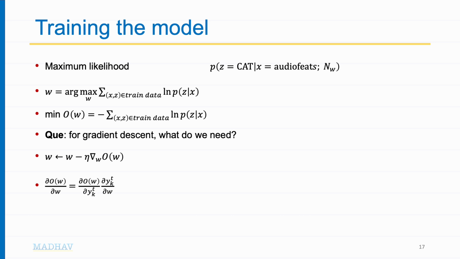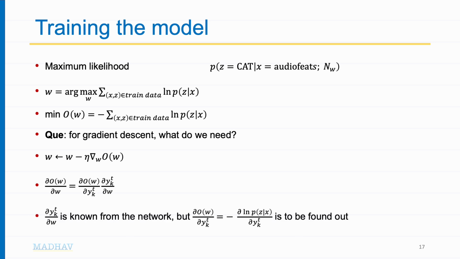And if it is not an LSTM or a recurrent network, if it is a dense network, then also you know the gradient of output with respect to parameters, right? You have studied the neural network theory. You know how to compute the gradient of output with respect to the parameters. So the only term which we don't know is the first term, gradient of O with respect to Y, where O is basically minus log P of Z given X. This is what we want to find.